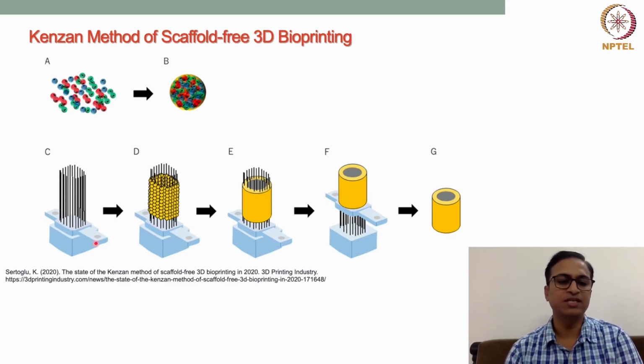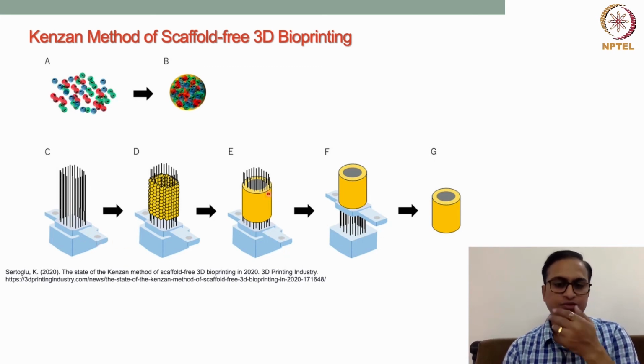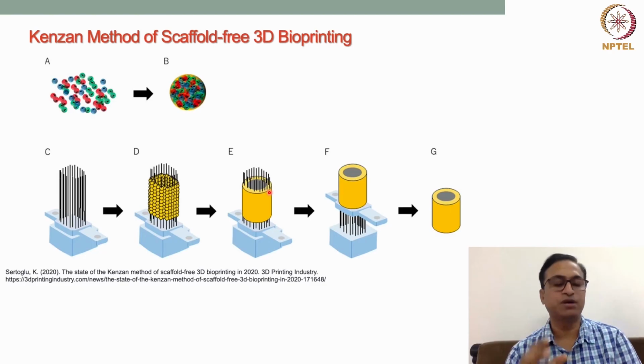And then there is also a stage here, so after full formation of the whole structure, it can be lifted up and you can get this structure. So this is a material free technique where no biomaterials have been used, but it relies on cellular self assembly, and then we can get freestanding structures. This method is called the Kenzan method, a scaffold free 3D bioprinting technique.